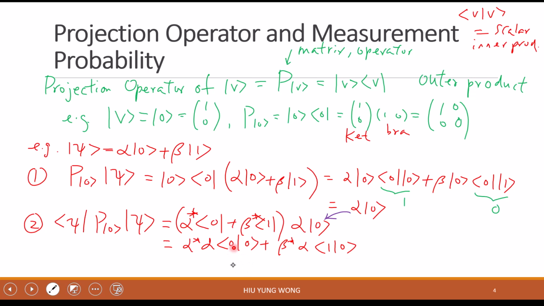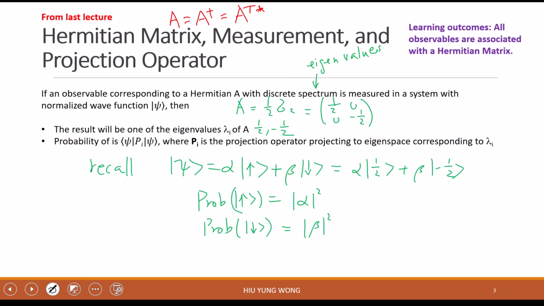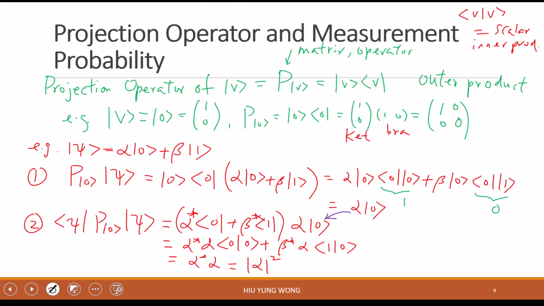What is this? 0 inner product 0 is 1. 1 inner product 0 is 0. Right? You see this very often, right? I know some of you feel very bored, but this is important. Equal alpha star alpha, which is equal to alpha magnitude squared. And what is this we just said? This is just the probability of measuring up.